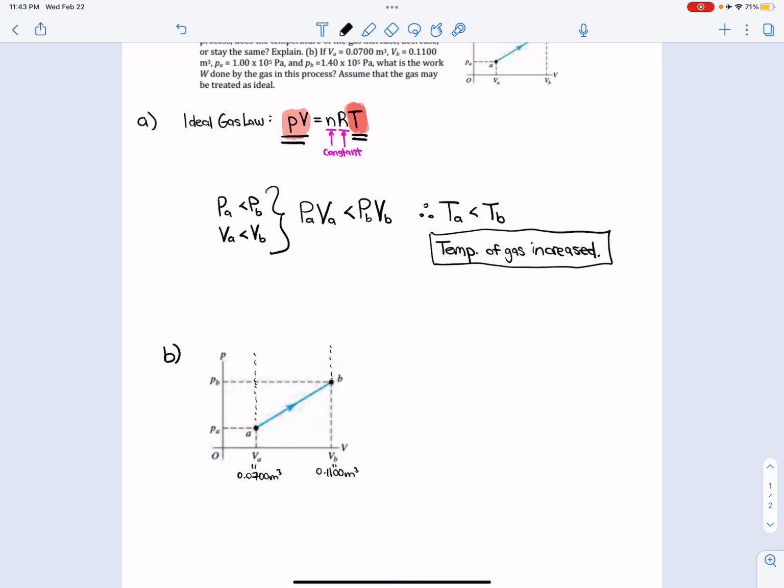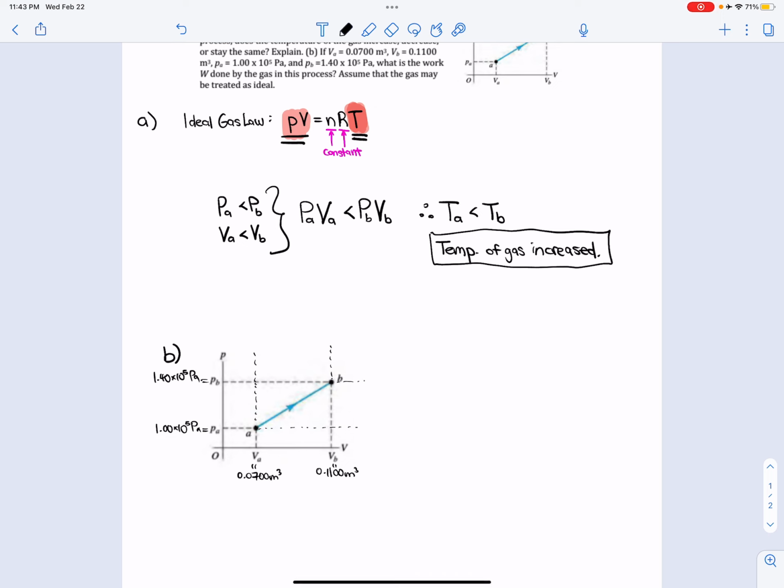The pressure at state A is 1.00 times 10 to the 5th pascals. Okay, that's pressure at A. And pressure at B is 1.40 times 10 to the 5th pascals. That's equal to pressure at B.